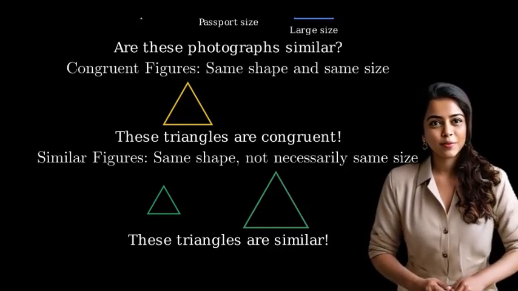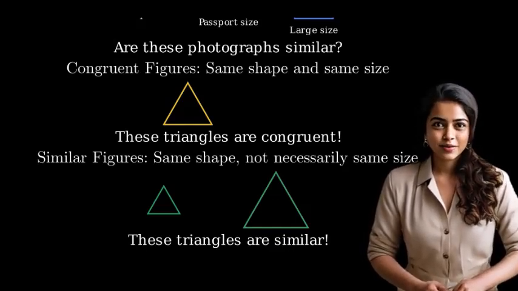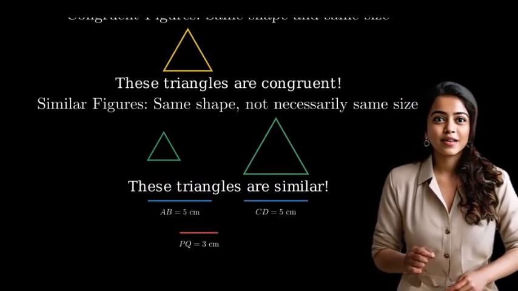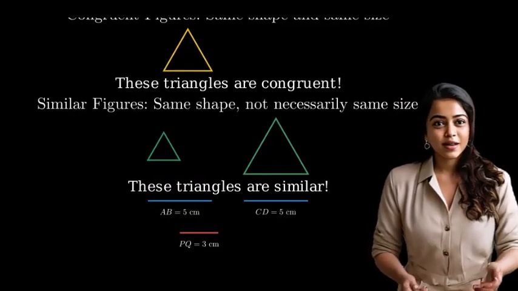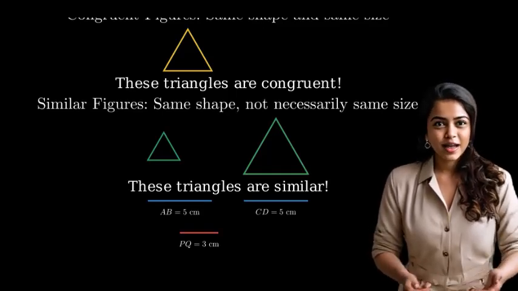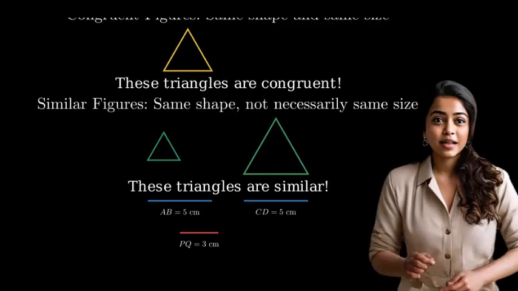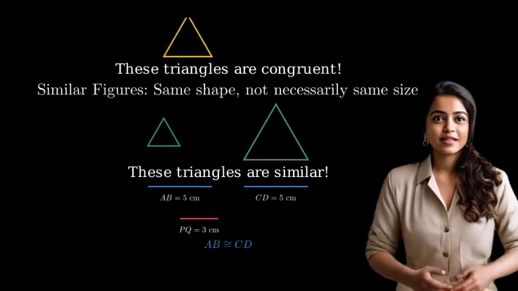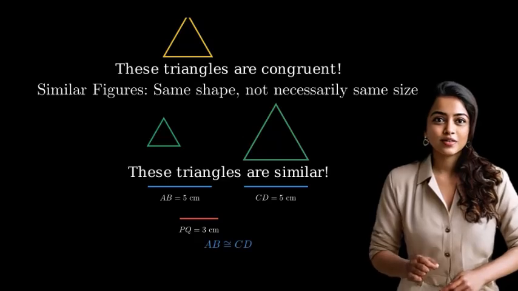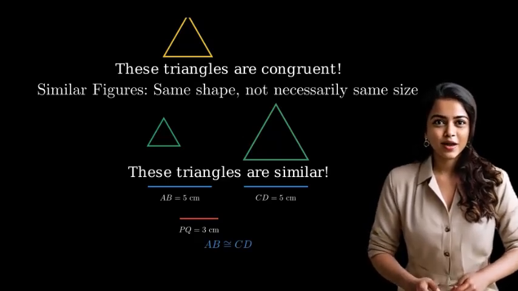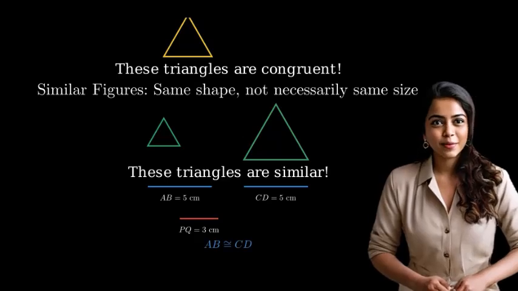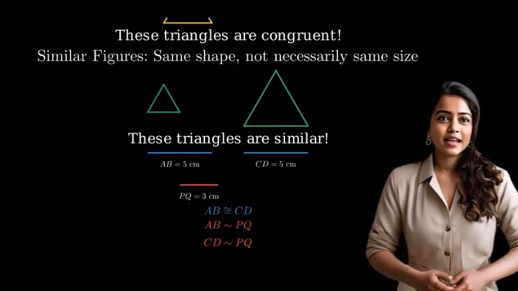Let's compare some basic shapes to understand similarity and congruence. Here are three lines with different lengths. Can you tell which lines are congruent and which are similar? Lines AB and CD are both 5 centimeters long, so they are congruent. We use this symbol to show congruence. But what about similarity? All line segments have the same shape. They're straight lines. So lines AB and PQ are similar, and so are lines CD and PQ. We use this symbol to show similarity.